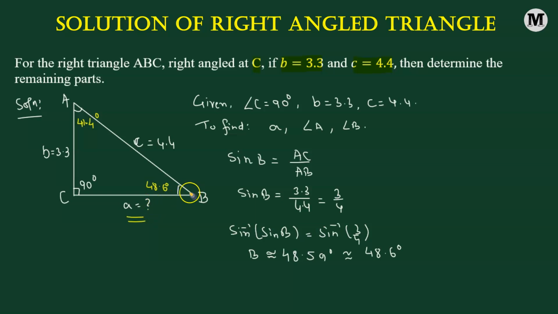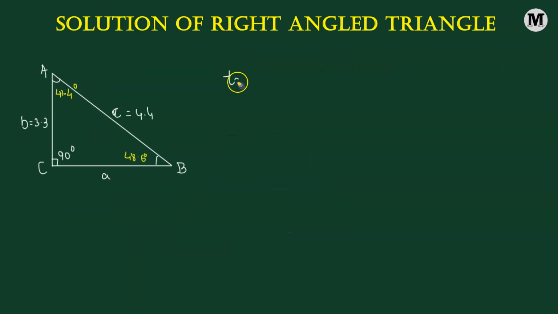Okay, now we need to find out the measure of side a. Here we can take the help of tangent of angle B. We know the tangent is simply defined as the ratio of the opposite to that of the adjacent. So we're going to take tangent of angle B. That is defined as the opposite, which is b, divided by the adjacent, which is a, which means that a is going to be equal to b over tangent of angle B. We can use the value b, which is already given to us, that's 3.3, divided by tangent of the angle 48.6 degrees. So we'll take the value 48.6 and find the tangent of that angle.